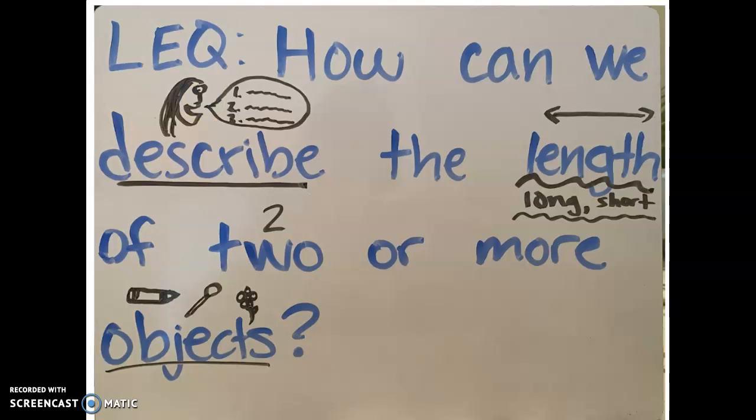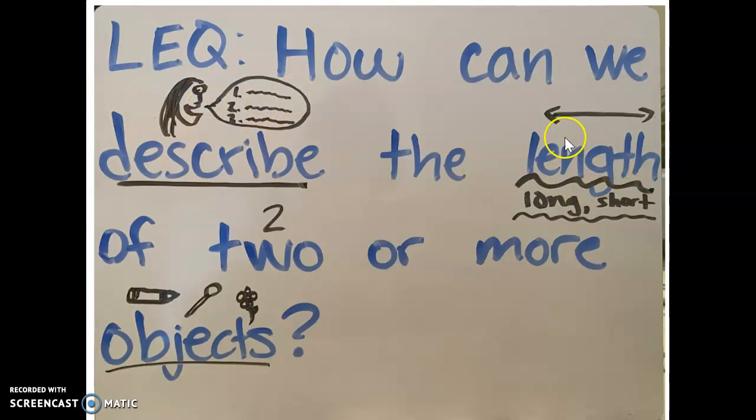So here I go. It says, how can we describe the length of two or more objects? So as you can see, I already drew some pictures and underlined some words. So the first one is describe. And that means you're gonna have to tell me about it. So I drew a person talking and saying, one, blah, blah, blah. So you're gonna have to talk about it.